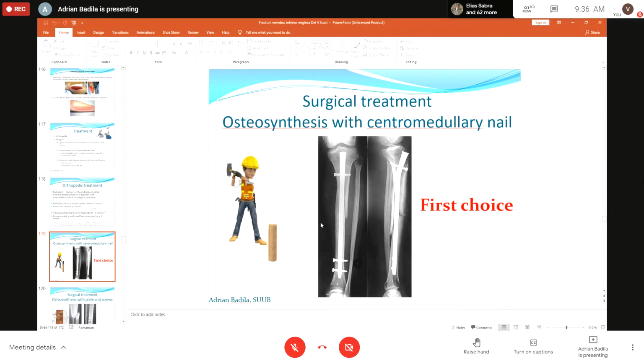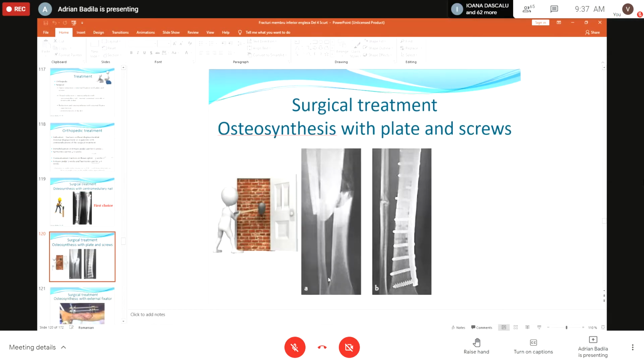After such a surgery, the patient can walk with partial weight bearing 2 to 3 days after surgery, and complete weight bearing at 10 or 12 weeks after surgery, depending on the type of fracture and the evolution towards union.